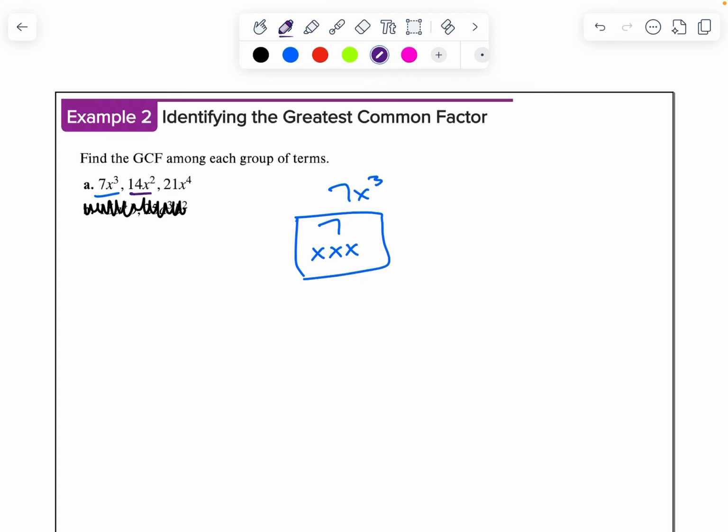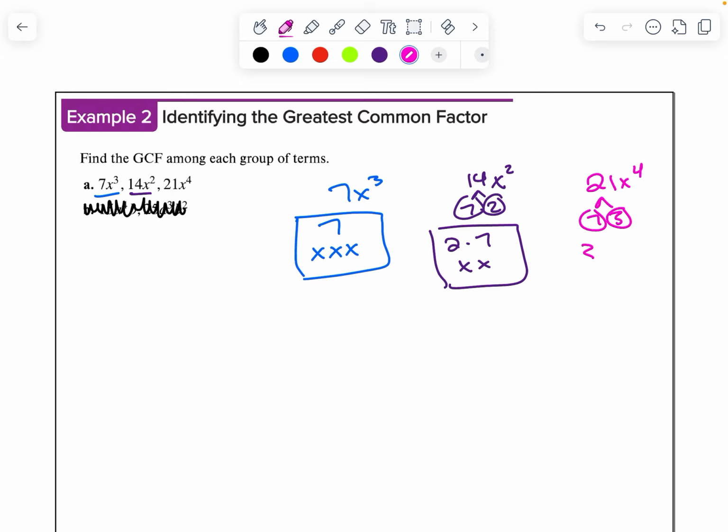All right, 14x squared. 14 breaks into 7 and 2. Both prime, so I'd have 2, 7. That's 14x squared, so I'd have an x and an x. All right, the 21x to the fourth. 21 breaks into 7 and 3. That's 3, 7, and 4 x's.